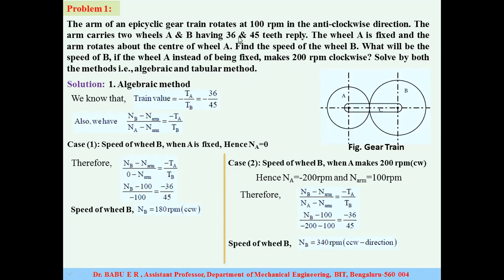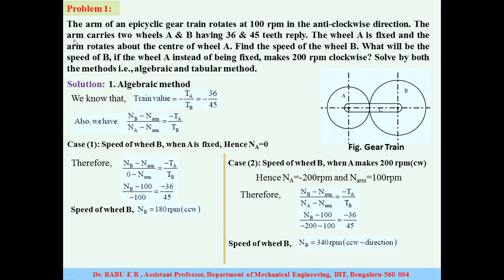So this is the given problem. Based on the given problem, you have to draw the configuration diagram. In the problem, the configuration diagram is not given, so you have to read the problem and draw the configuration of the gears. Now you can read the problem. The arm of an epicyclic gear train rotates at 100 rpm in anti-clockwise direction. So that is the speed of the arm he has given.